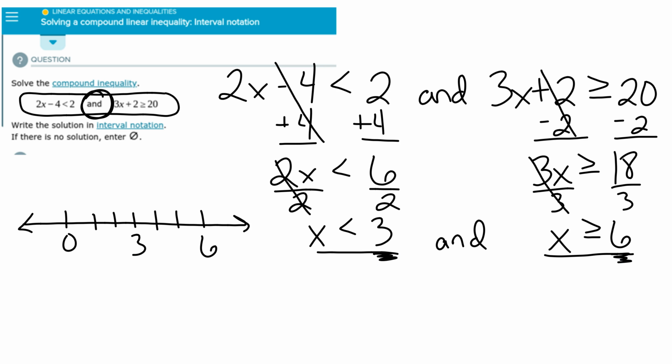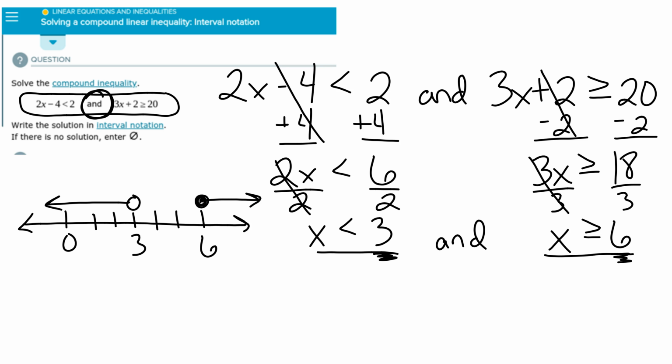So it says that x is less than 3. Well, that would be an open circle and everything less than 3. For x is greater than or equal to 6, that would be a closed circle, and everything greater than or equal to 6.